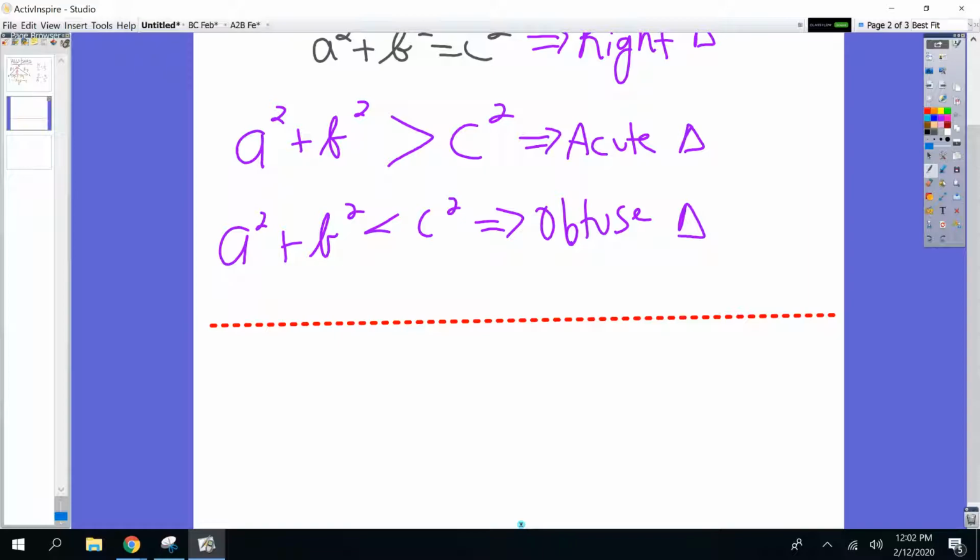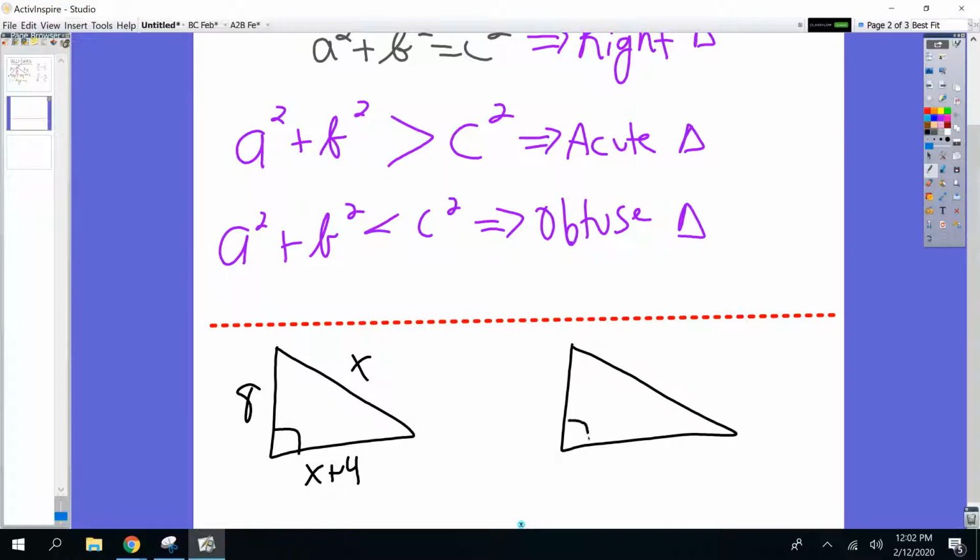In your notes when we did Pythagorean theorem, remember we did this hardcore algebra one? I think it was 8, x plus 4, and x. And I said solve for x. And then in homework, you guys did this one: x plus 5, and 25. Find the value of x.